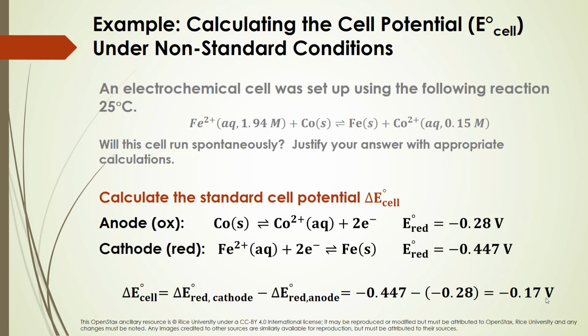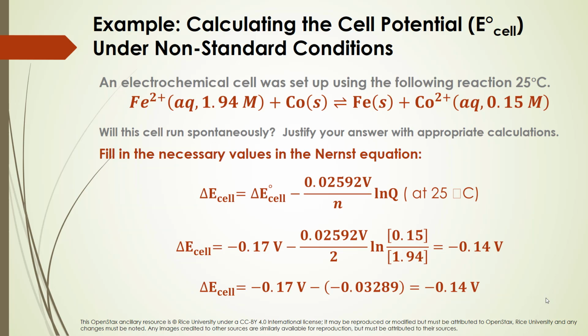Now, just looking at the standard cell potential, it's negative, and that tells us that this reaction is not spontaneous as written. So this would not be a galvanic cell. It would not be spontaneous. So the next question: do those concentration differences change anything? Let's check that out.